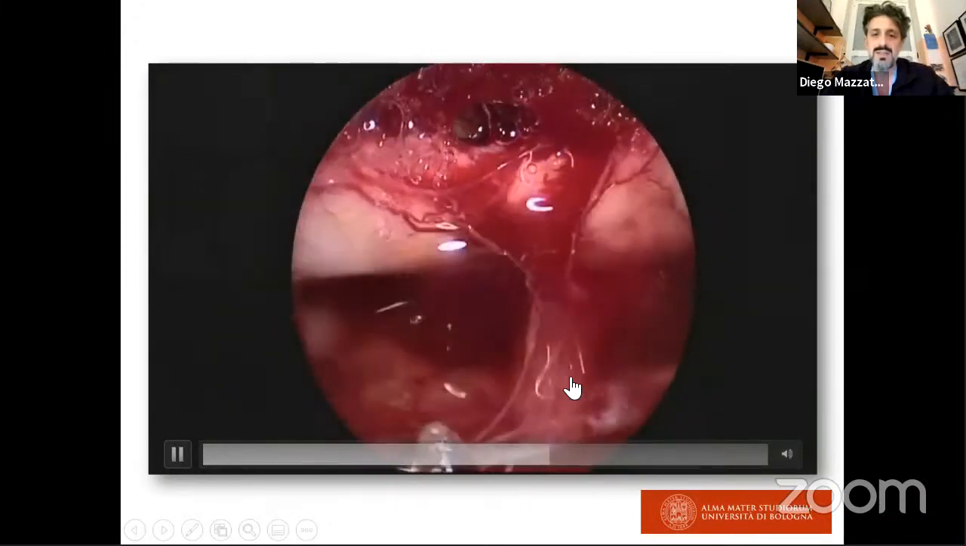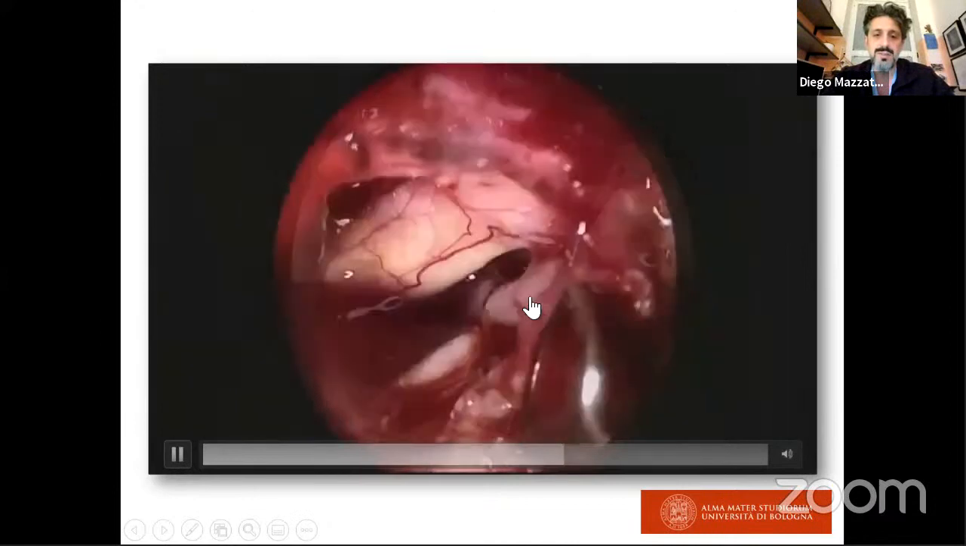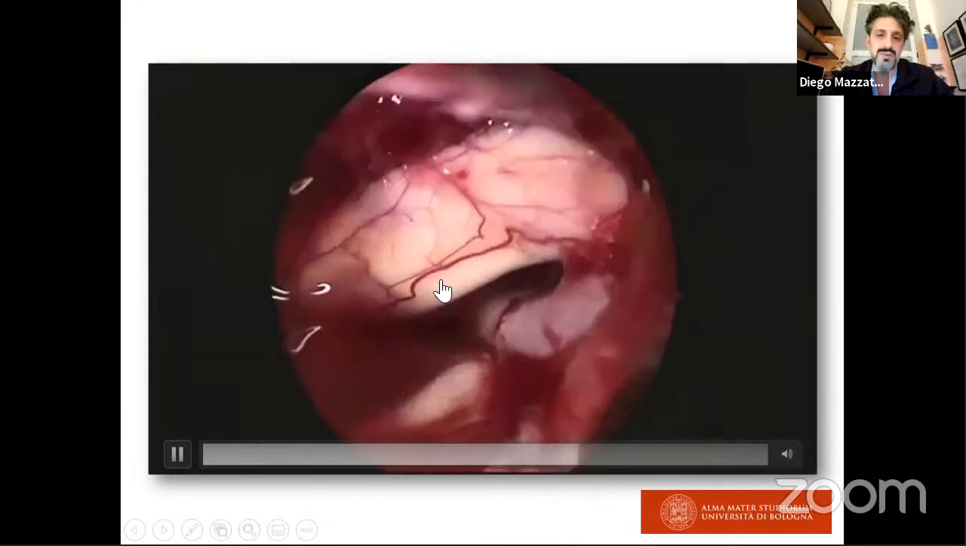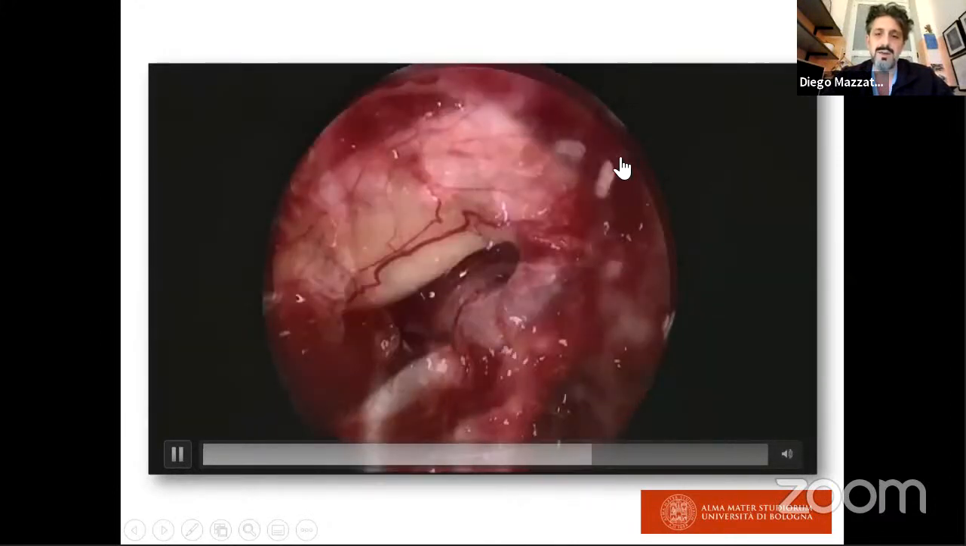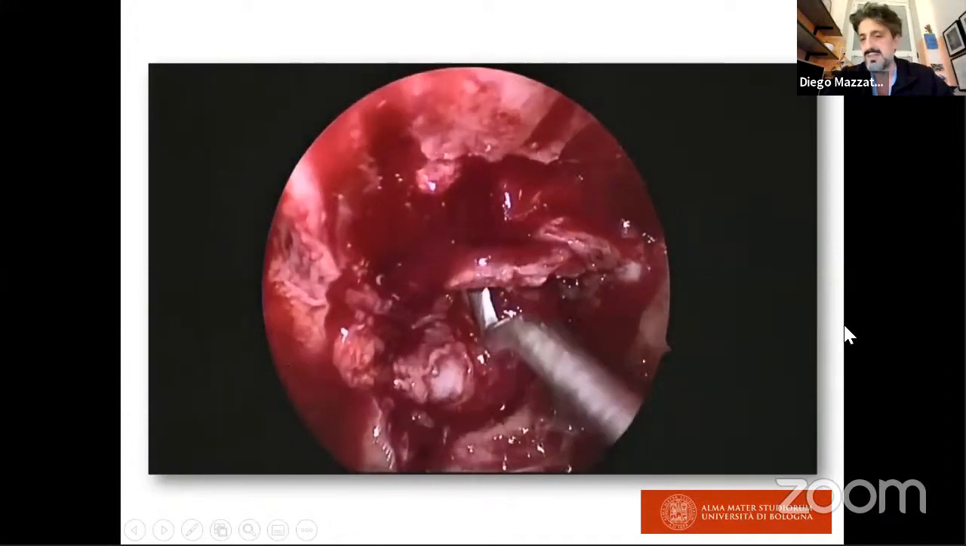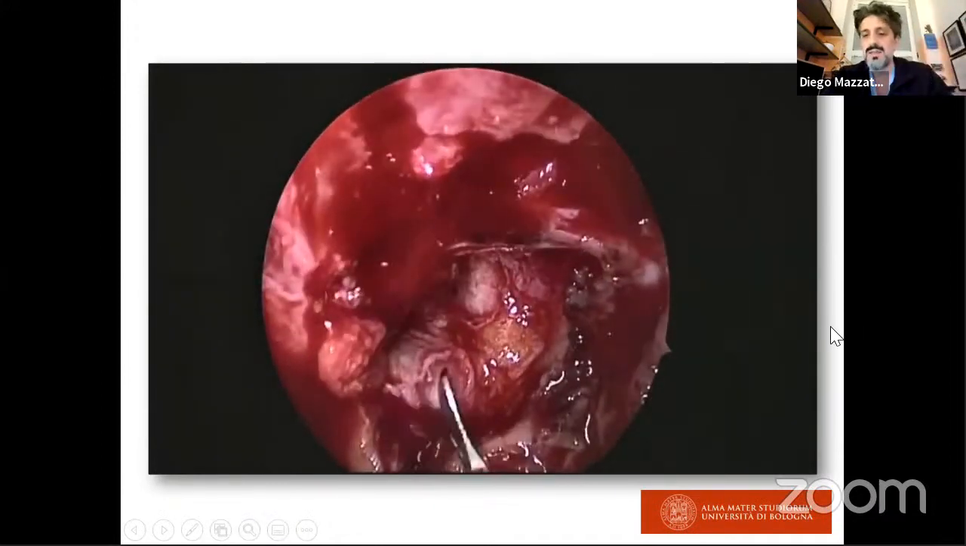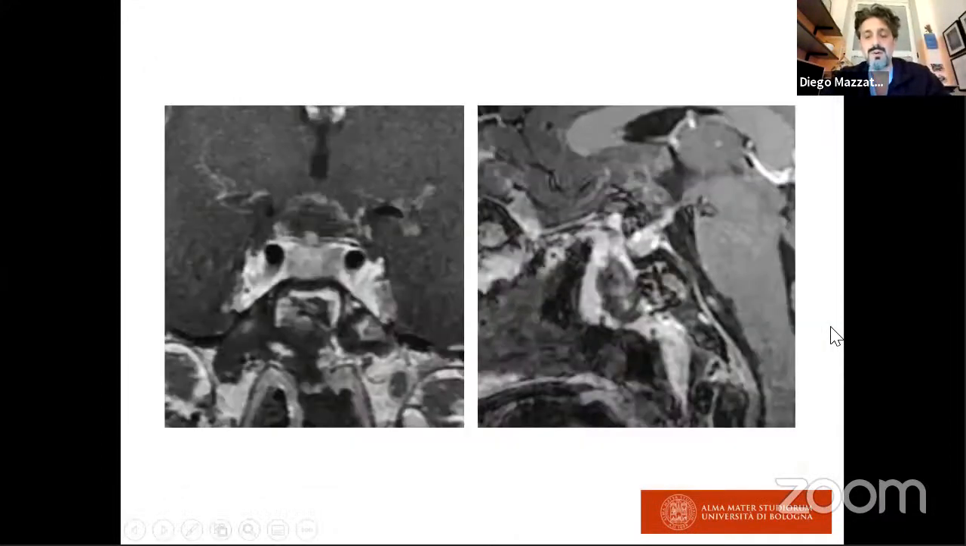As you can see, in the final exploration the pituitary stalk is preserved. This is the optic nerve on the left side, and this is the technique of occlusion, but this is another argument for the following communication. This is the post-operative result with the pituitary and its stalk preserved. The radical removal was achieved.